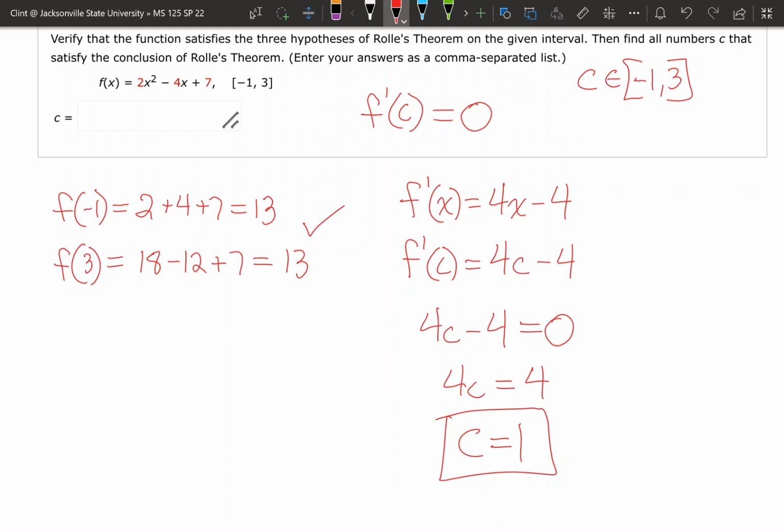I'm not going to try and trick you on Rolle's theorem. I will, let's see, how will I word a question like that? I will.